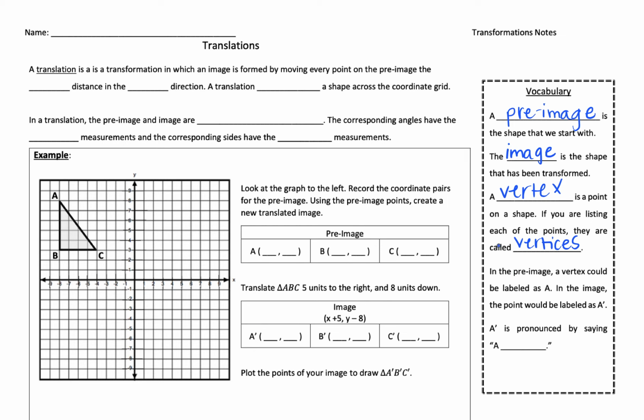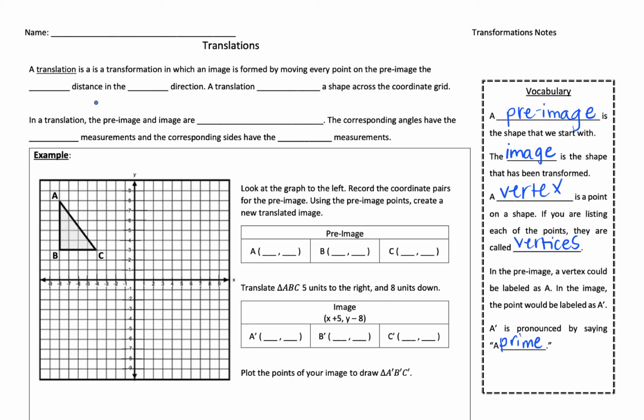And then our final vocab here that's going to be important. In the pre-image, you could call a vertex labeled A, but in the image, once it's been translated or reflected, the point will be labeled as A with an apostrophe. The way that we pronounce that is by saying A prime. So whenever you see A with an apostrophe above it, that means A prime. So that's in the image. It's the new point after you've done a transformation on a shape.